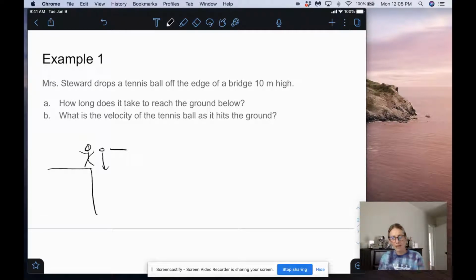I'm going to use y's just because, I'm sorry if you can hear the baby cry. He's fussing, he's napping right now. I'm going to use y's because we are vertical, but remember you can use x. We're just talking about coordinates here.